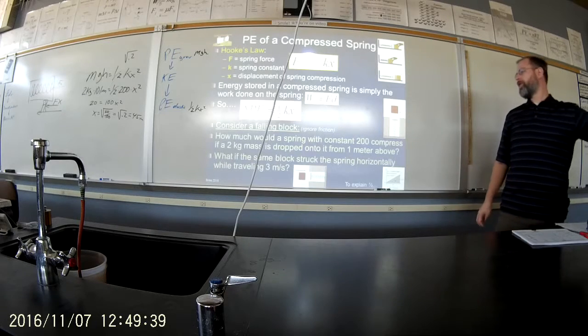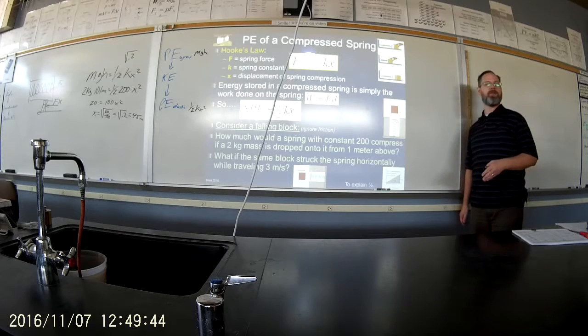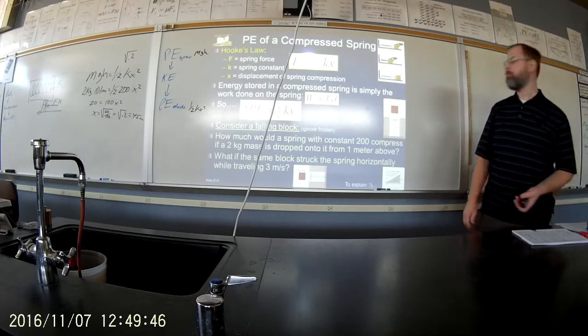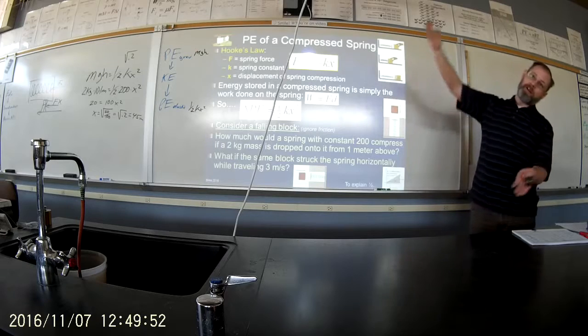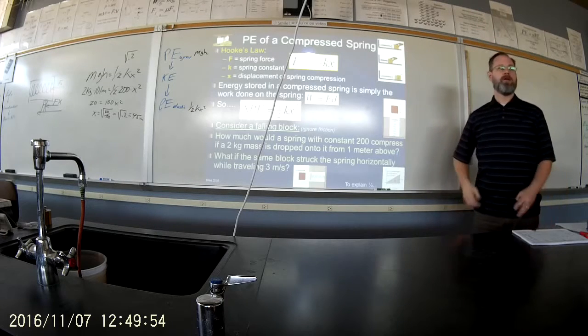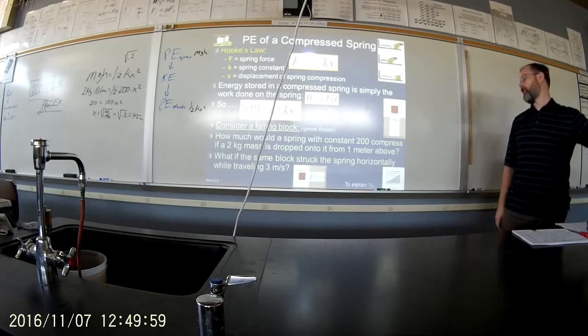What if the same block struck the spring horizontally while traveling at 3 meters per second? So maybe it's flying, maybe it's on a frictionless plane. Same block traveling 3 meters per second, and it strikes the spring horizontally. Turn the whole thing 90 degrees. Now what kind of energy is going to turn into elastic potential energy? Kinetic energy. So go ahead and do that.